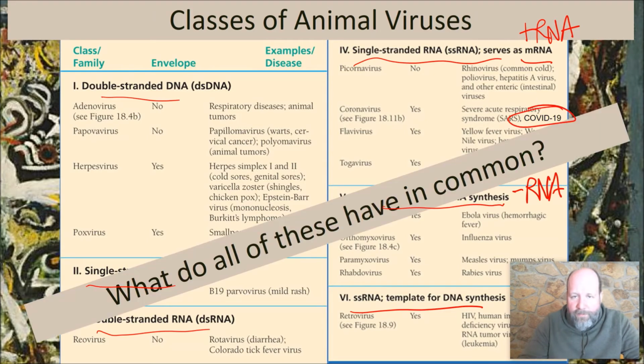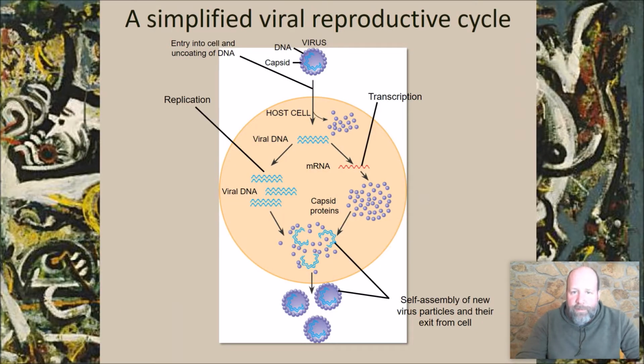All of these, what they have in common, it's a nucleic acid surrounded by a protein coat. That's what viruses are. Big molecular complexes that are always in this same basic format. A nucleic acid with a protein coat, and they get into cells, hijack the machinery, and really mess with your stuff. So we'll look at a really simplified model of how a virus works.